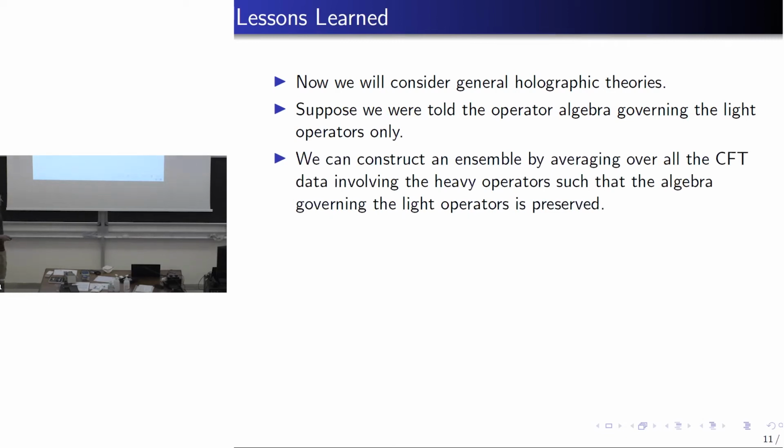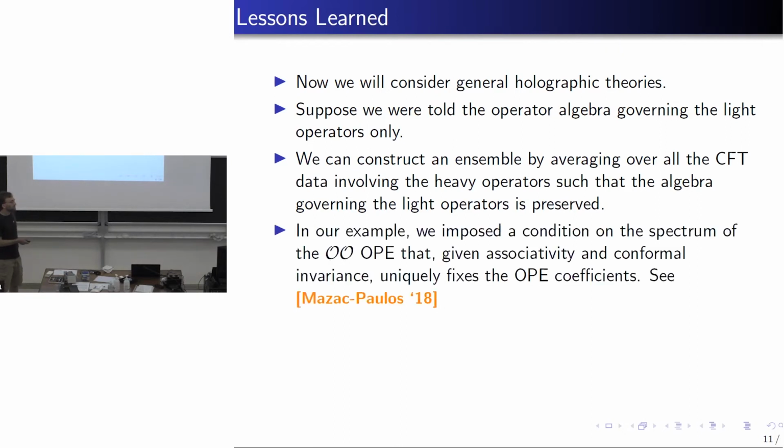So now we can consider an ensemble by averaging over all of the CFT data involving the heavy operators, but subject to the constraint that the algebra governing the light operators is preserved. And so that's basically what we've done here. So again, we impose a condition on the spectrum of the OO-OPE, which given associativity and conformal invariance will uniquely fix the OPE coefficients and hence the 4-point function. And by thinking about these Schwinger-Dyson equations conjecturally, this also gets the higher point functions right too. This bootstrap result I mentioned is attributable to Mazak and Polos.